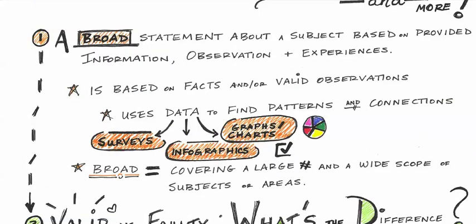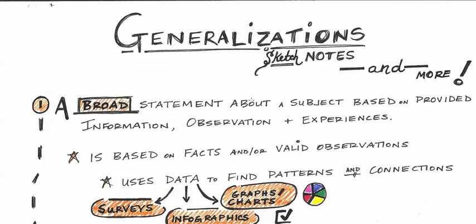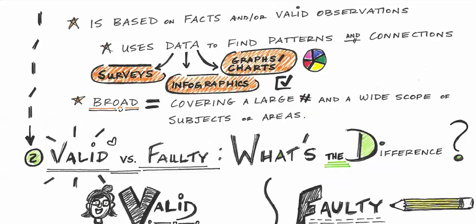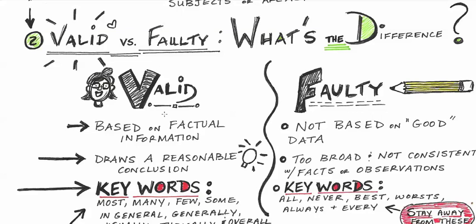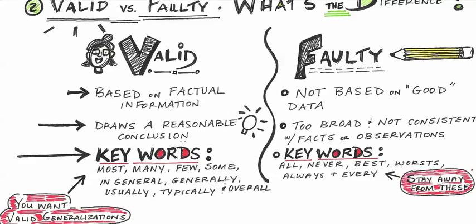Now, one of the things we started talking about in class for generalizations was this idea of valid versus faulty. So my question is, what's the difference? Well, for me, valid generalizations are ones that are based on factual information, so we can actually draw a reasonable conclusion, okay? So these might be statements that start off with, based on the information, most students liked language arts, or based on the information, some students liked language arts. It's where you use data to draw a reasonable conclusion. Valid means good, so think very, like very awesome, okay?